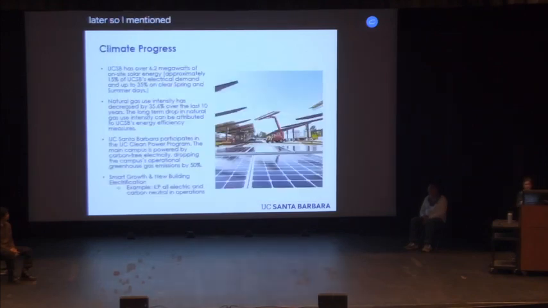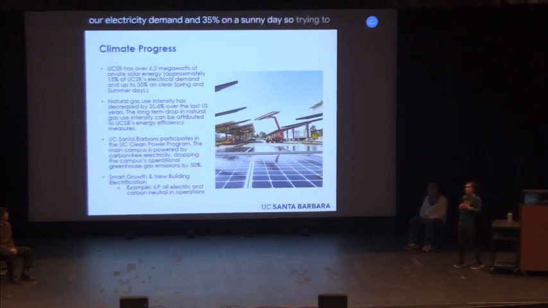So I mentioned some of the progress so far, but in 2015, we went out for an RFP and we signed a power purchase agreement, and we installed over 6.2 megawatts of solar on our campus. And this is about 15% of our electricity demand and 35% on a sunny day. So trying to have as much renewable energy on our campus itself, really focusing on energy efficiency. And so natural gas use intensity has decreased 35% over the last 10 years. So even though, in the 90s, we were about 4 million gross square feet, and we're about 8 million, almost 9 million, so we've grown hugely, but we've managed to reduce our emissions.